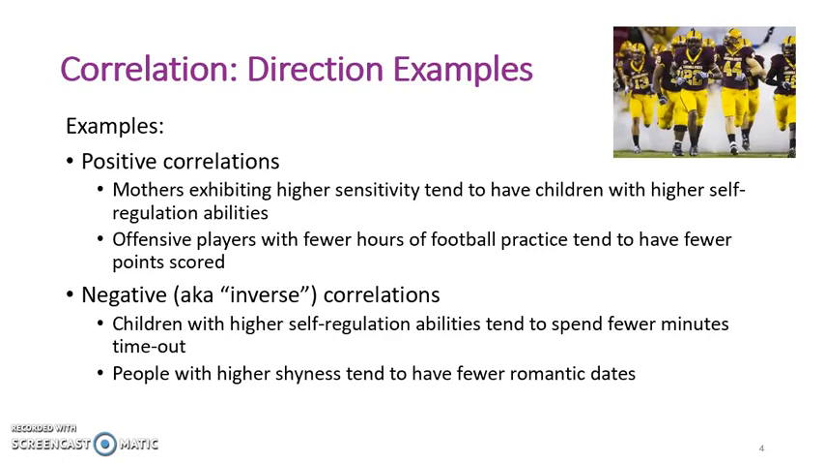An example of a negative or inverse correlation could be examining children in timeout. So children with higher self-regulation abilities tend to spend fewer minutes in timeout. Another example from social psychology would be examining shyness. So people with higher shyness tend to have fewer romantic dates, and in general tend to have fewer social interactions.